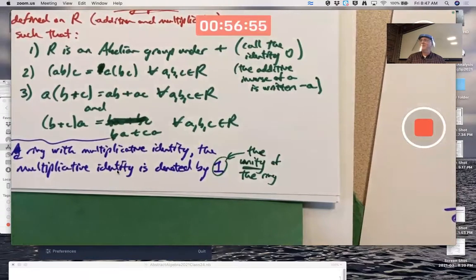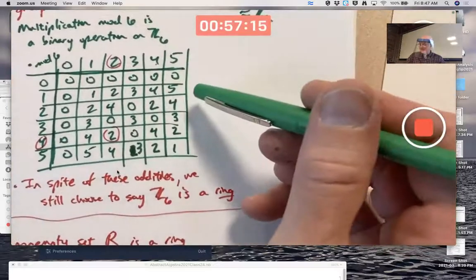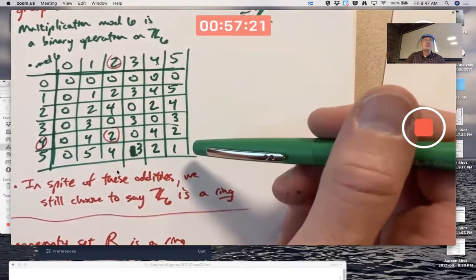Not every element has a multiplicative inverse, even if the ring does have a multiplicative identity, like Z. The number 1 is a multiplicative identity, but certainly plus or minus 1 are the only two elements that have multiplicative inverses. Elements that do have multiplicative inverses, for example, in this ring, 1 and 5 are the two elements that have multiplicative inverses, also have a special name. They're called units.